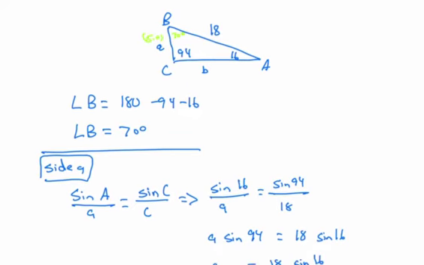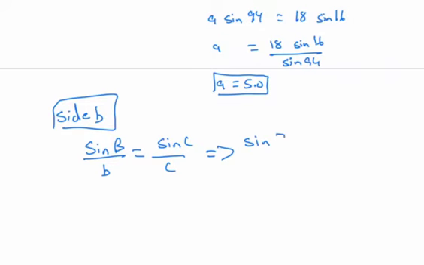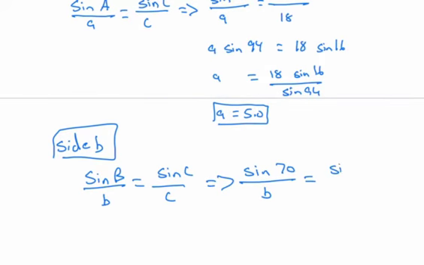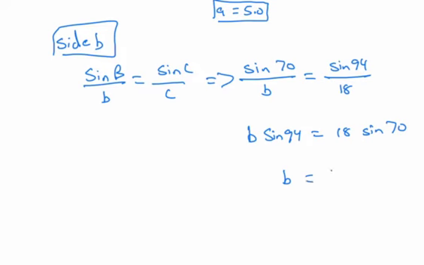Angle B is 70, and of course we don't know the opposite side, so we've got the sine of 70. B is what we're trying to find, and then C is 94 degrees opposite the side of 18. Multiply like this: B times the sine of 94 is going to equal 18 sine of 70. So we get B equals 18 sine of 70 over sine of 94.